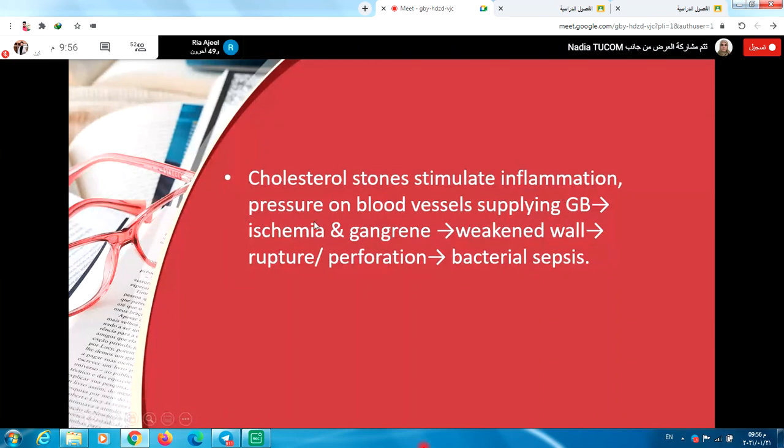When there is pressure on the blood supply at the cystic duct or at the gallbladder neck, pressure on the blood vessel results in ischemia, ischemic changes, gangrenous necrosis, and weakening of the wall, atrophy, and even rupture and perforation that will result in bacterial sepsis and severe peritonitis, which is a medical or surgical emergency.